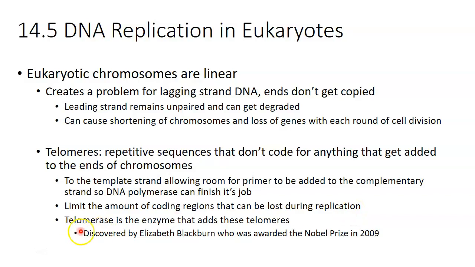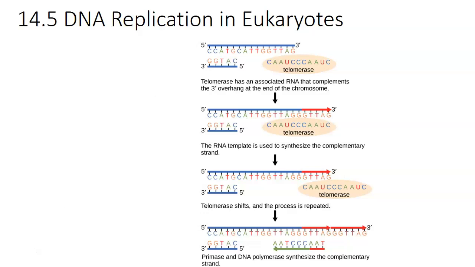And here's the enzyme. The enzyme is called telomerase. It is an enzyme that adds these repetitive sequences, these telomeres. And in 2009, not too long ago, a scientist by the name of Elizabeth Blackburn was awarded the Nobel Prize for finding this enzyme and for figuring out what the enzyme does. It's pretty cool.